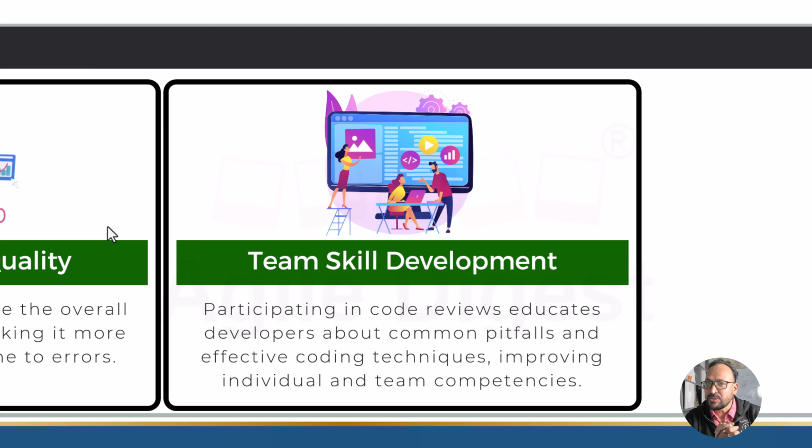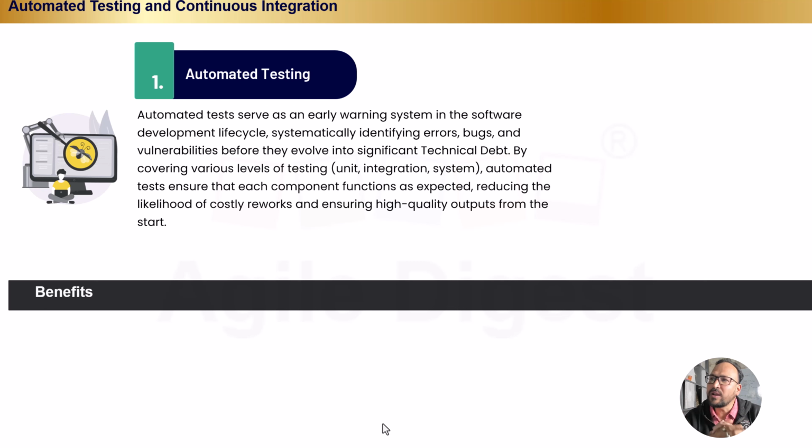By covering various levels of testing, you can go for unit testing, integration testing, system testing, and these automated tests ensure that each component functions as expected, reducing the likelihood of costly reworks and ensuring high quality outputs from the start.